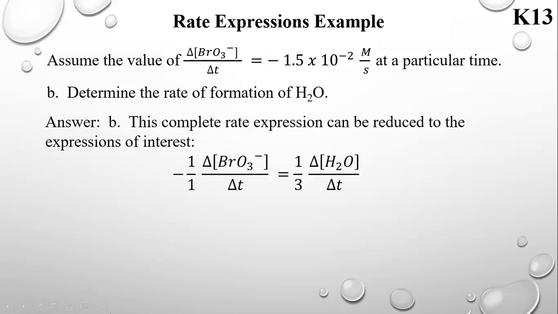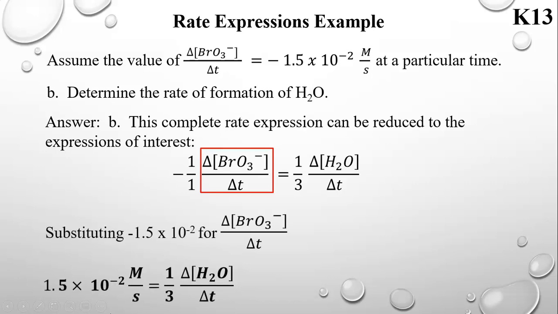So you go back to the equation on the previous slide, and you'd only need to deal with BrO3 and H2O. You don't need to have everything else. So you can see that those two are equal to each other. Now it gives us an actual number for delta BrO3 over T, and that number is -1.5 times 10 to the -2 molar per second. So you come down here and you substitute that number in for what's in that red box there.